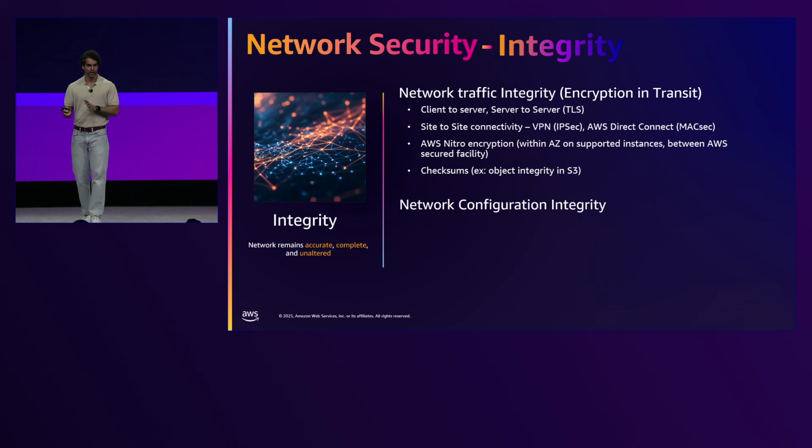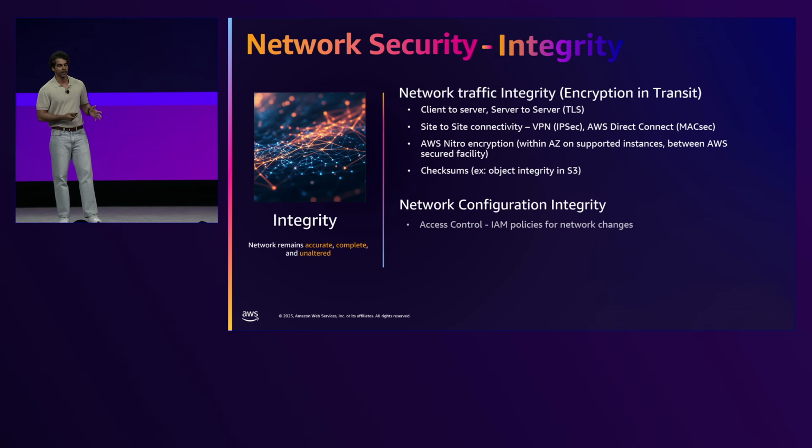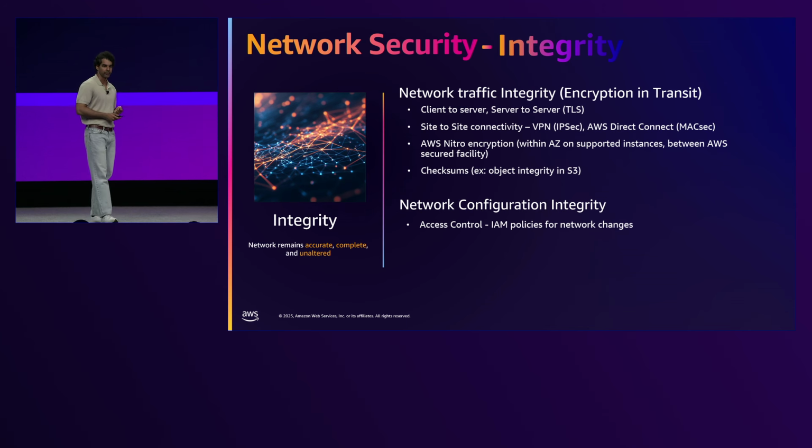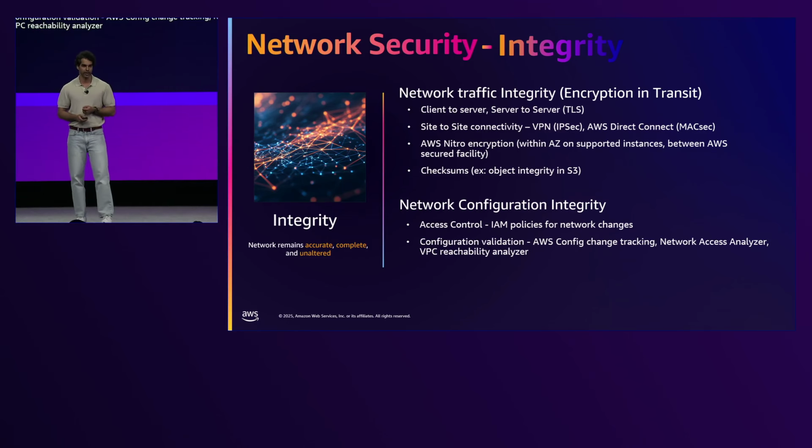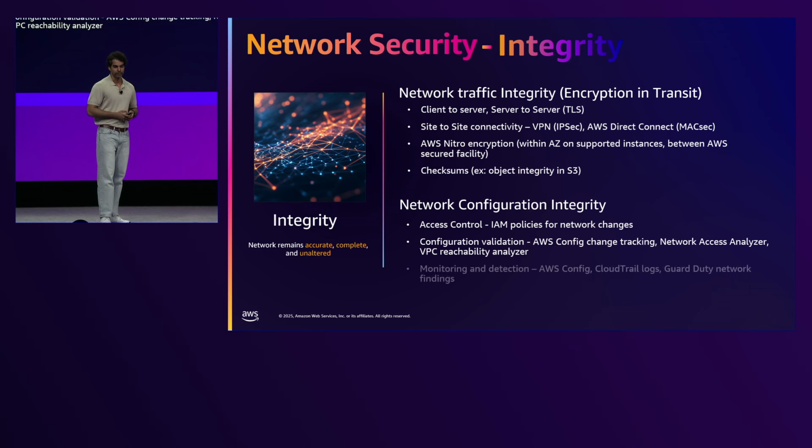The next is network configuration integrity, making sure that your network configuration is unaltered. That's where access control is really key, making sure that you have the right IAM permissions and restrict who can make changes into your network. You can also do configuration validation. We have AWS Config change tracking, Network Access Analyzer, and VPC Reachability Analyzer, which can help you with that. Just yesterday, we announced AWS Shield Network Security Director, which can look into your network, identify misconfiguration, and give you remediation options as well.